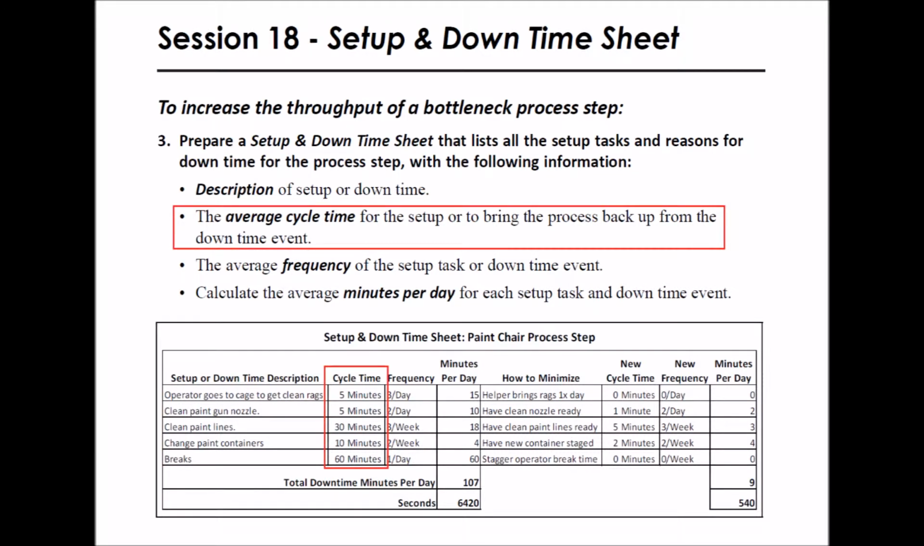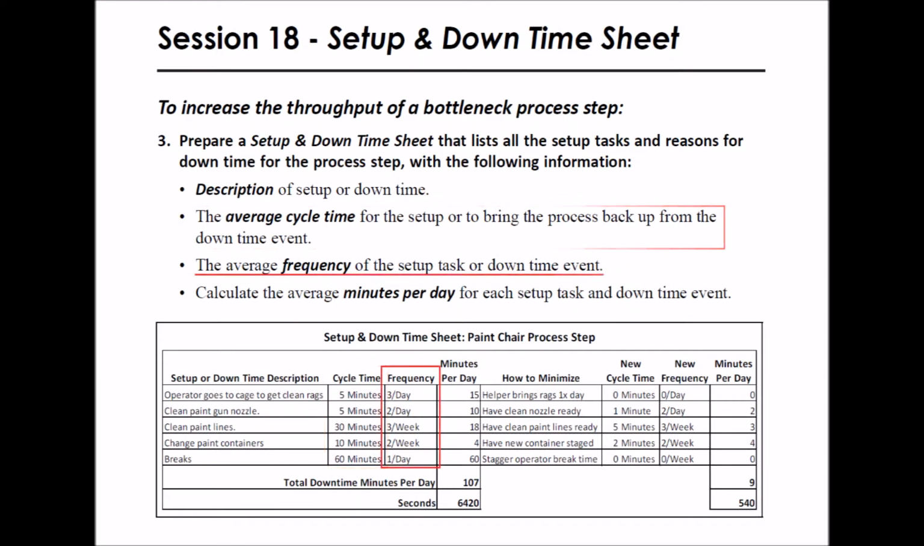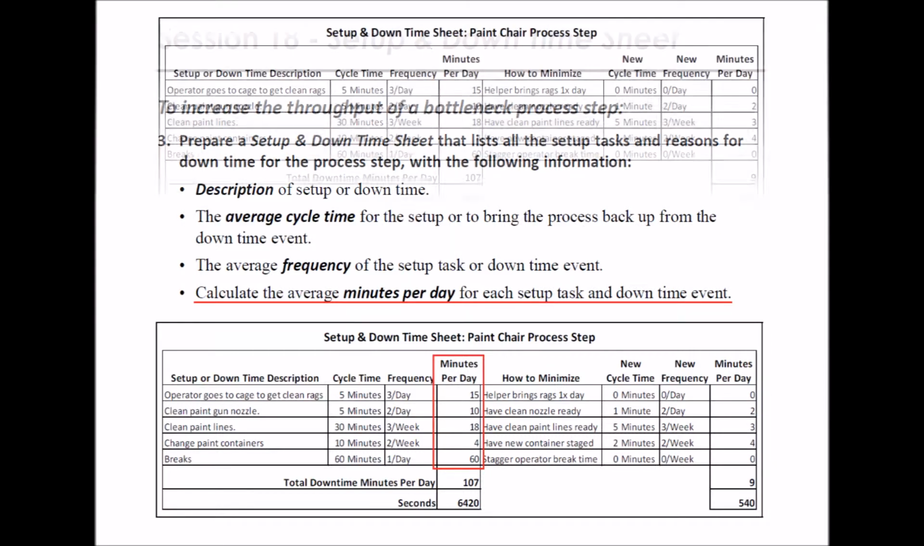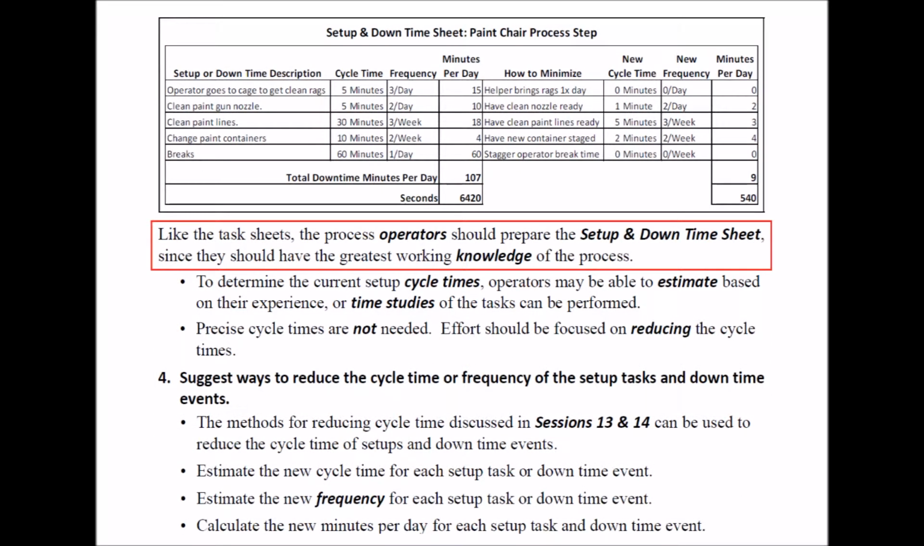for the setup or to bring the process back up from the downtime event, the average frequency of the setup task or downtime event, then calculate the average minutes per day for each setup task and downtime event. There is a blank setup and downtime sheet in the operator workbook and an Excel version on the Leader flash drive. Like the task sheets, the process operators should prepare the setup and downtime sheet since they have the greatest working knowledge of the process.